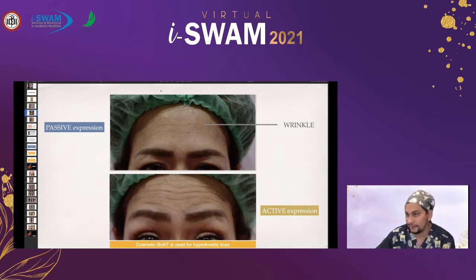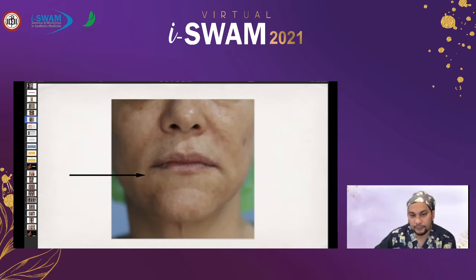But this one is not easy to correct. Sometimes I have to combine it with fat transfer or a filler using hyaluronic acid to fill the thin line, or we can also perform a new method, injecting the Botox using Mesobotox. So, very intradermal Botox.